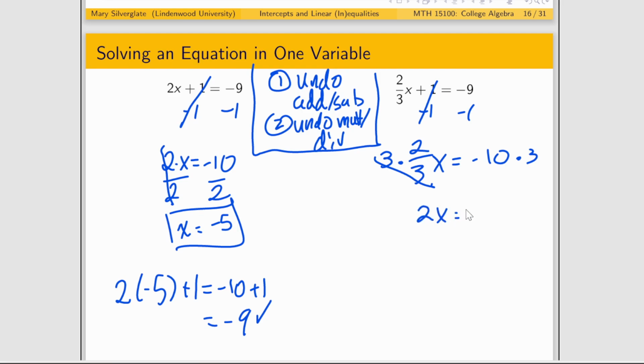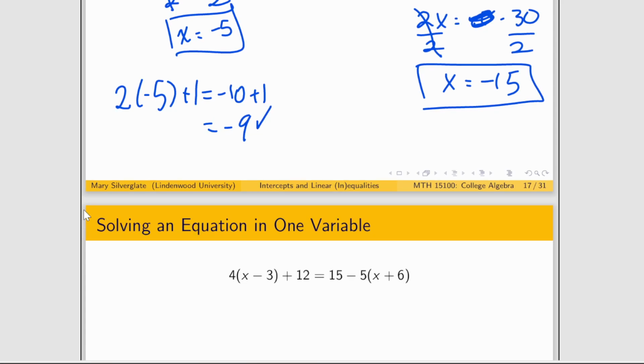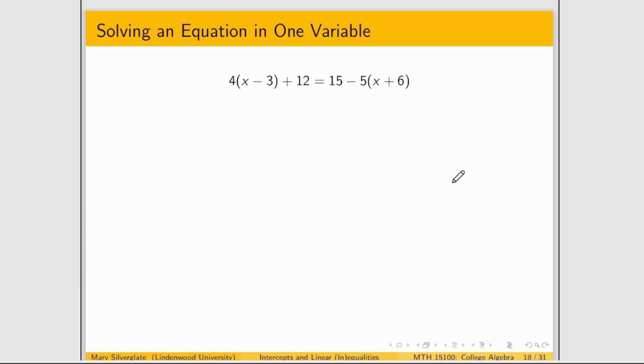So I'm left with 2x is equal to negative 30. Then I want to ask myself, how do I undo multiplying by 2? Well, now I divide by 2. 2 divided by 2 makes 1. I'm left with x is equal to negative 15.